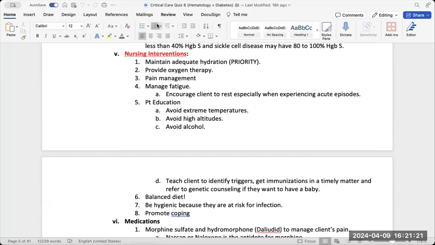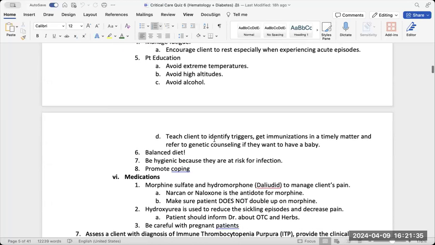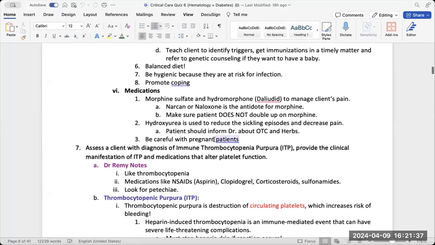And as I said, for patient education, it's going to be to avoid all those triggers, right? To avoid stress, avoid dehydration, avoid alcohol, avoid smoking, avoid extreme temperature changes, avoid high altitudes, right? Things like that. Okay.